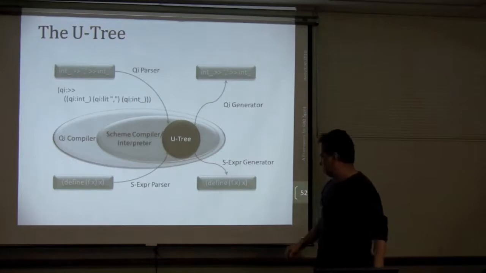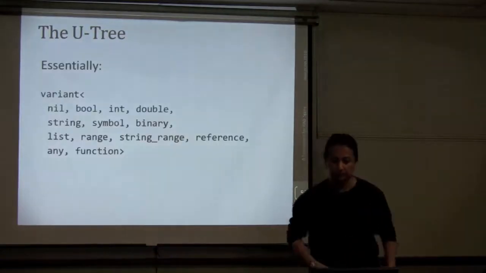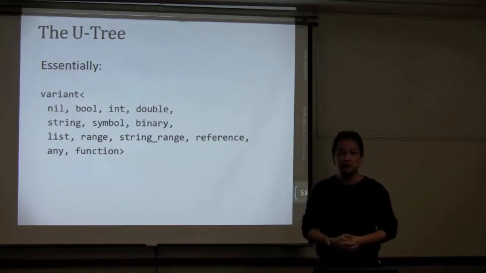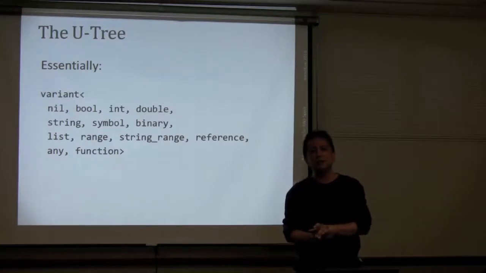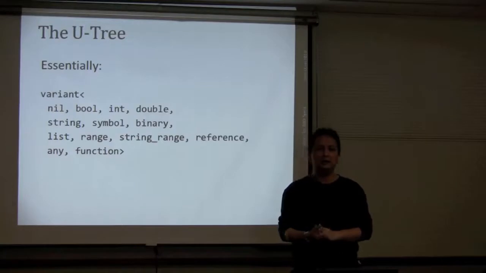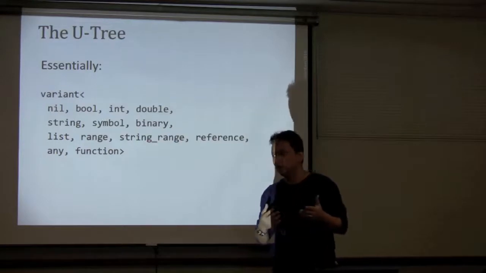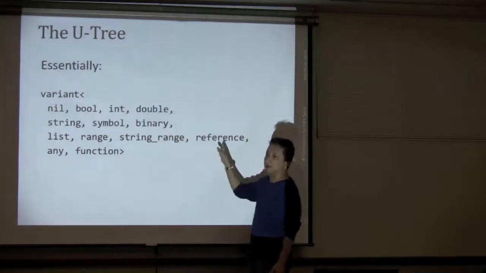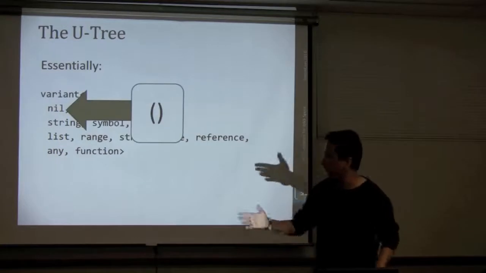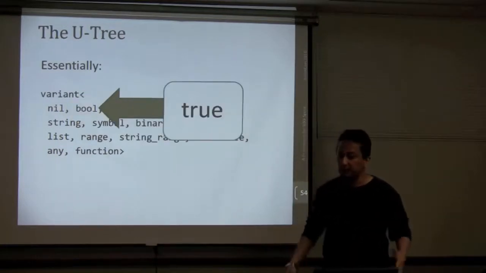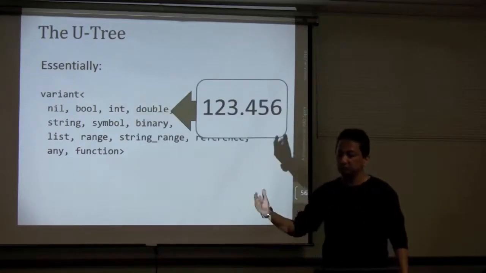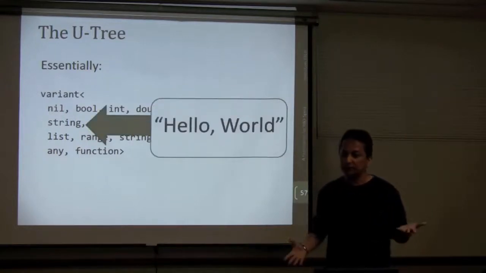So, what's a U-tree? It's a discriminated union, as Hartmut mentioned a while ago. It's similar to what you have in scripting languages, dynamic languages like Python and Scheme, of course, uses that. So you have basically a dynamic data structure, which can be one of these. It can be nil, which is an empty list. It can be a Boolean, for example true or false, an integer, a double. It can be a string.